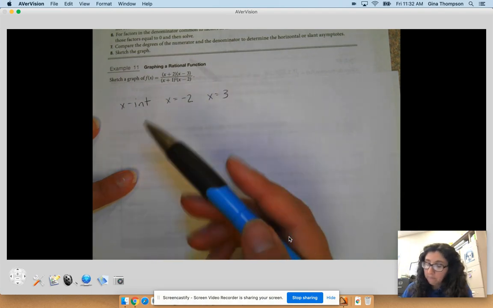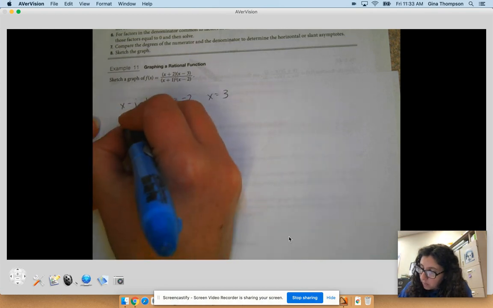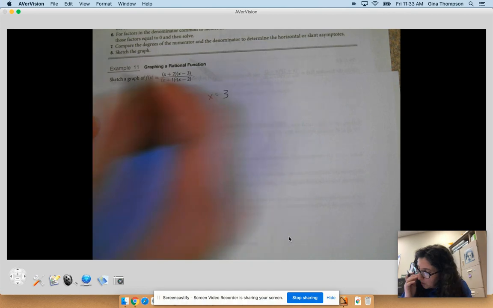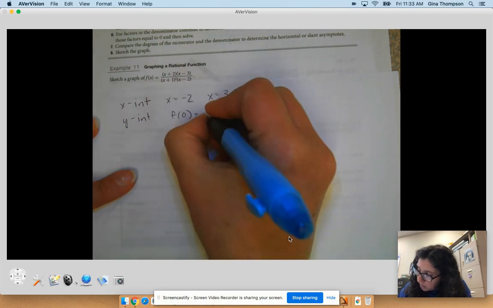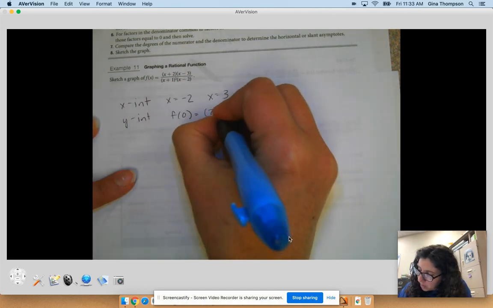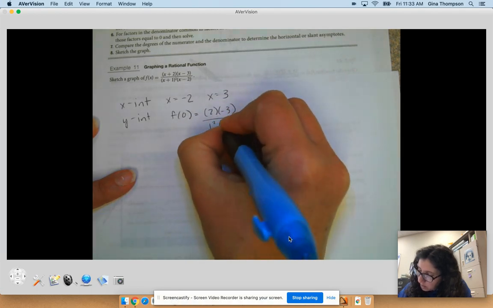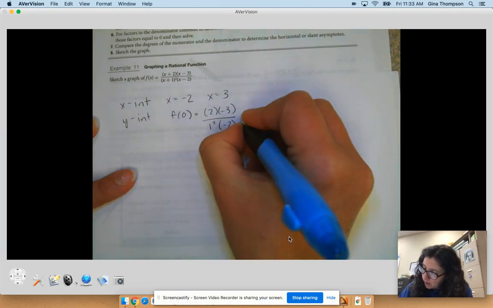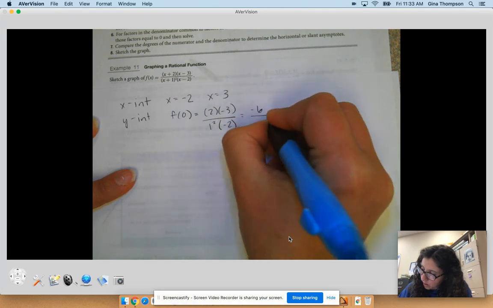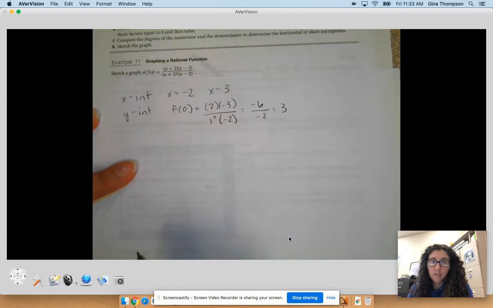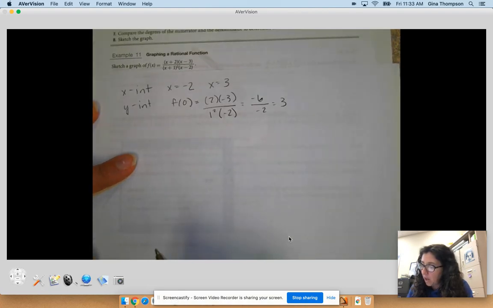That's the x-intercepts. How about the y-intercepts? They happen at f of 0. So that's going to be 2 times negative 3 over 1 squared times negative 2. So that's negative 6 over negative 2. So that's going to happen at 3. Okay, that's a nice, pleasant number.